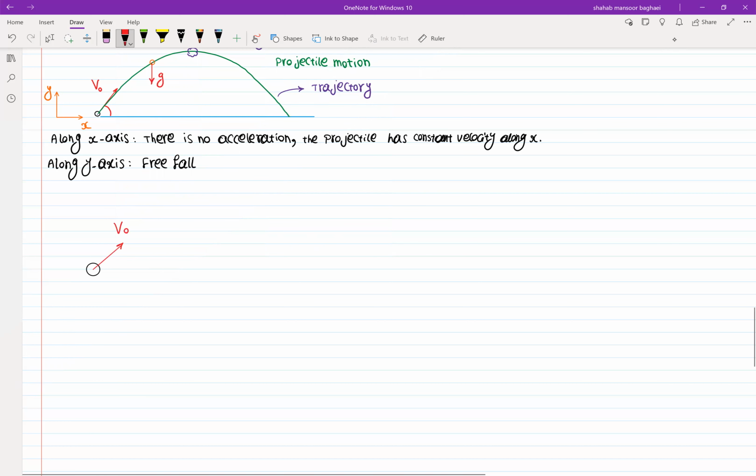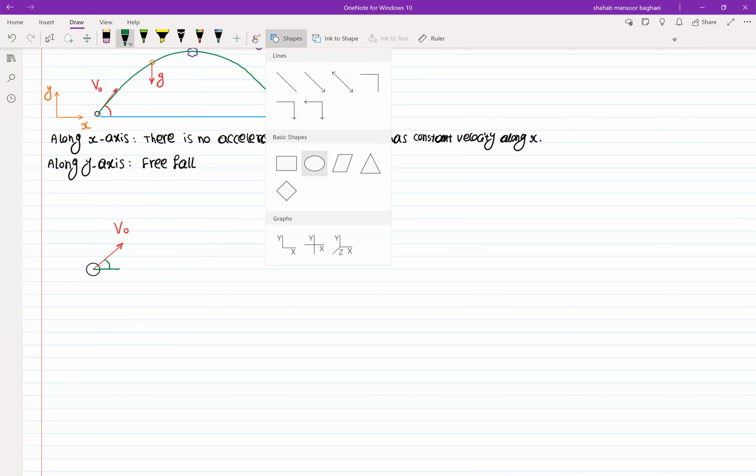V0, this is the angle here. And that's a projectile. So this angle can be anything. For example, 20 degrees, 25 degrees, 45, 80 degrees, whatever.